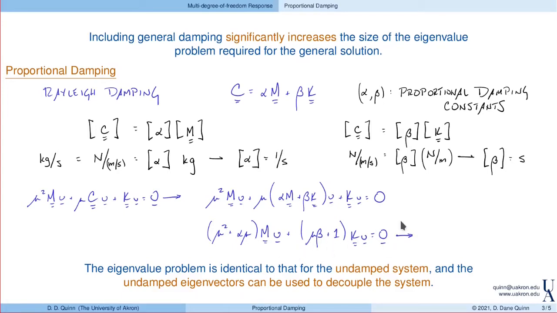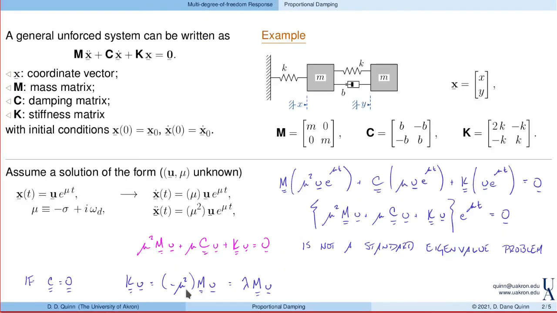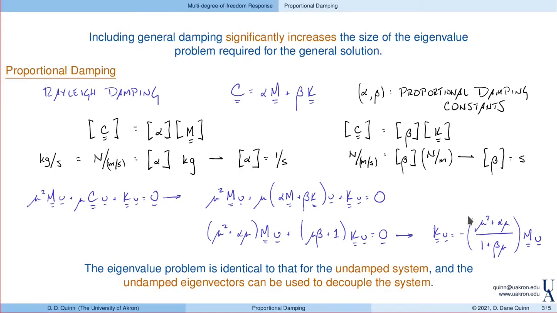So really, I can write this again in our standard eigenvalue form, right? That's going to be k u is equal to, now on the other side, we'll bring this mass term, we'll actually divide by this, and we end up with minus mu squared plus alpha mu divided by 1 plus beta mu, times m times u. So if you look closely, this is exactly the same as the eigenvalue problem that we had in the absence of damping. The only difference is in this eigenvalue term.